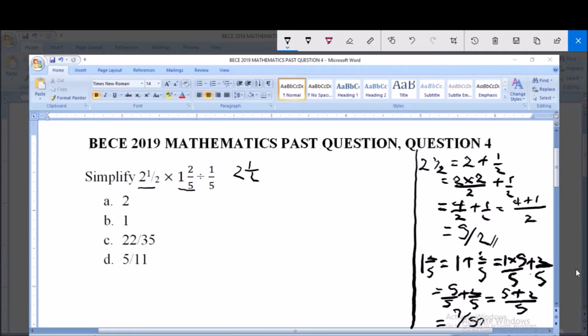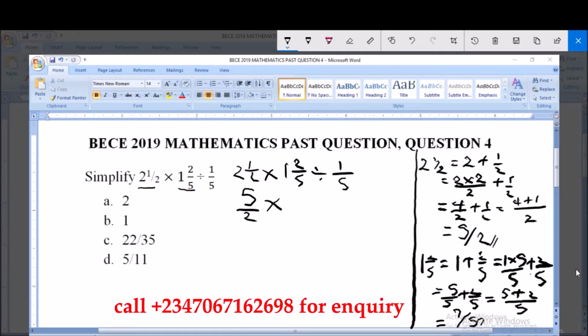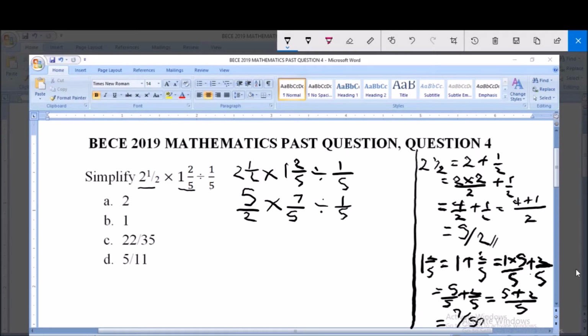Now let's go back to our question. The question says 2 1/2 multiplied by 1 2/5 divided by 1/5. And like I told you, for you to simplify this fraction, you have to convert this to improper fractions, which we've done already. So 2 1/2 is now 5 all over 2, then multiplied by 1 2/5, which is now 7 over 5, then divided by 1/5.